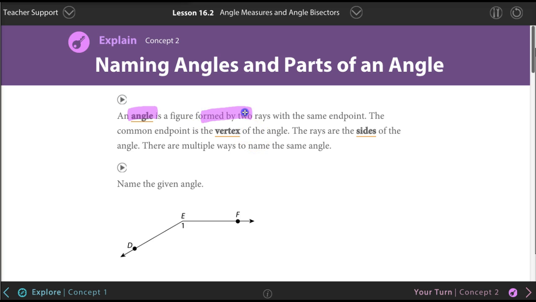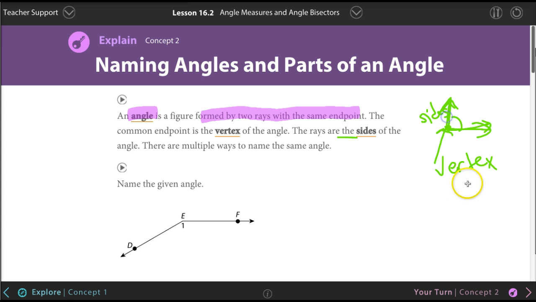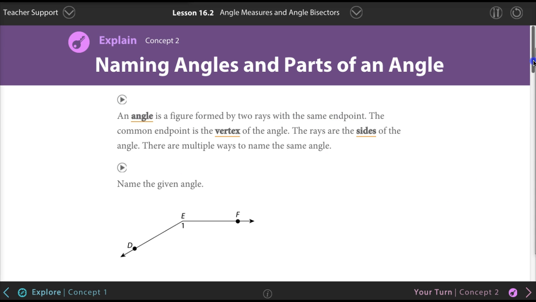Angle, okay, formed by two rays with the same endpoint. You know what an endpoint is. Endpoint is that. What's a ray? That, okay, that's an angle. What is the vertex? This one right here. This is the vertex. What are the rays? This one, and those are called the sides. Okay? So how do you name it?